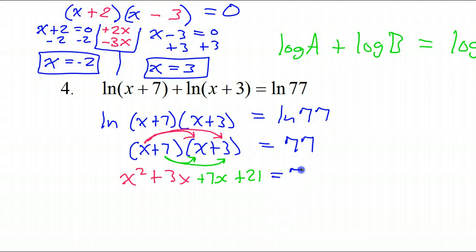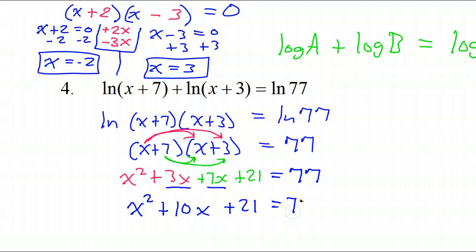Alright, and we've still got the 77 over there. Now, combining like terms, x squared doesn't have a like term, so that's just going to be x squared. But 3x and 7x, those are like terms. Together, that's 10x. And then just bring down your 21 is equal to 77.